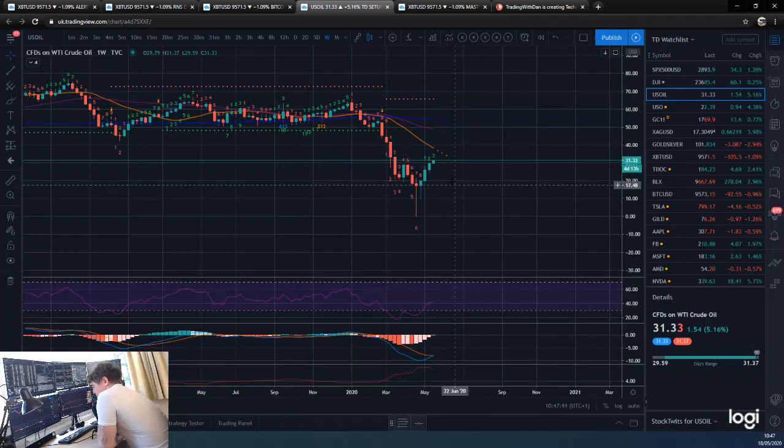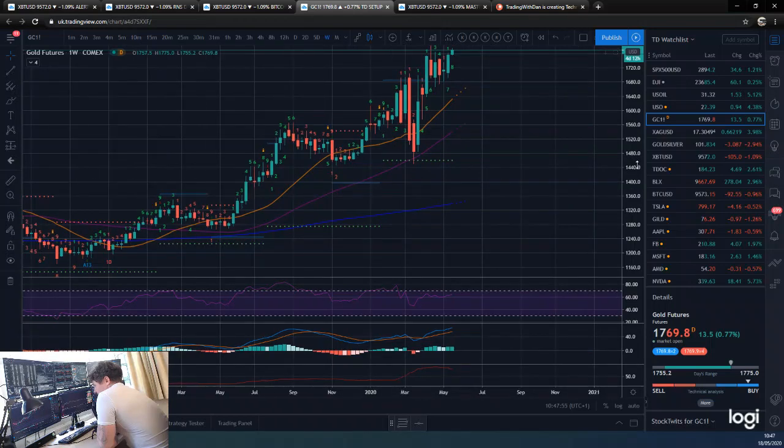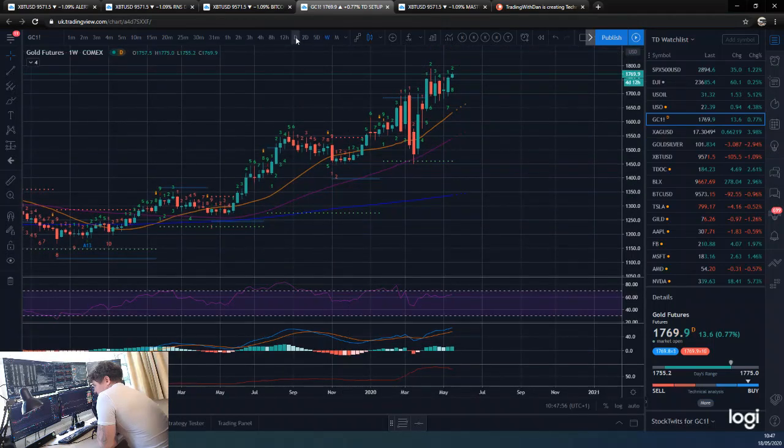I think we are mostly going to be following what the stock markets are going to be doing. So if we start to see a leg down in the stock markets, I'd expect to see a leg down in oil also. Gold looking really good, very constructive obviously on the weekly.